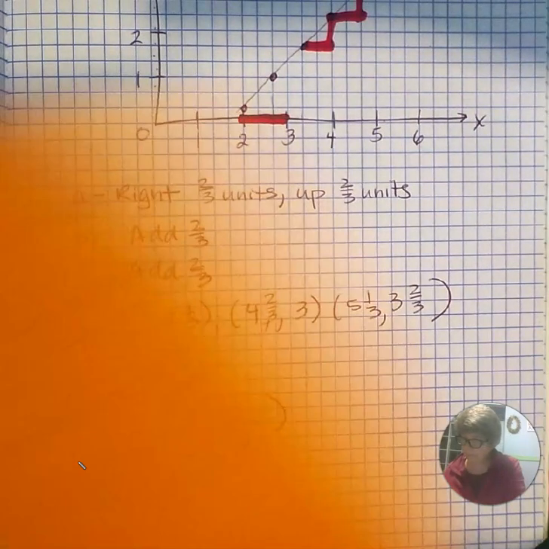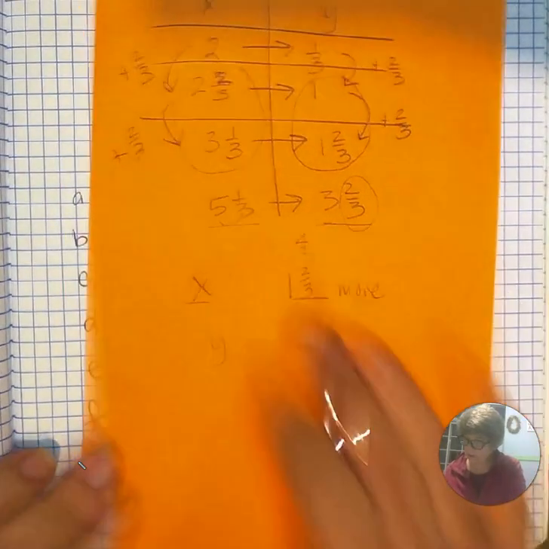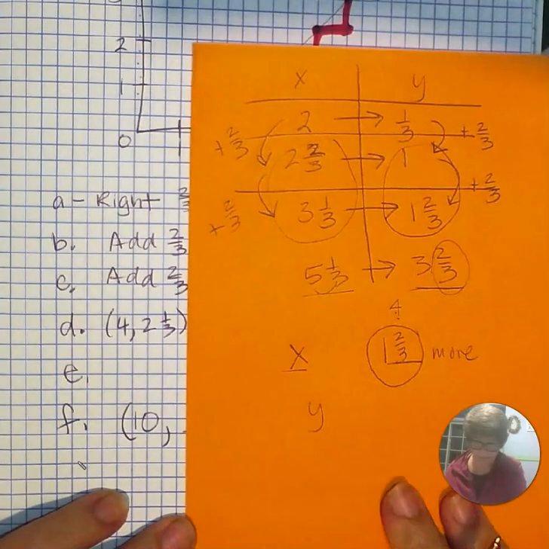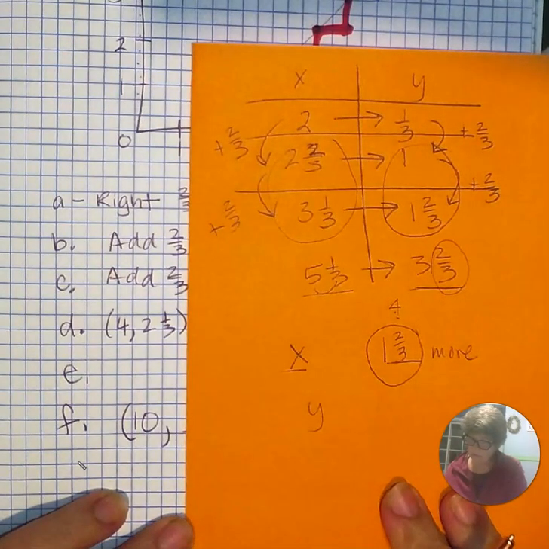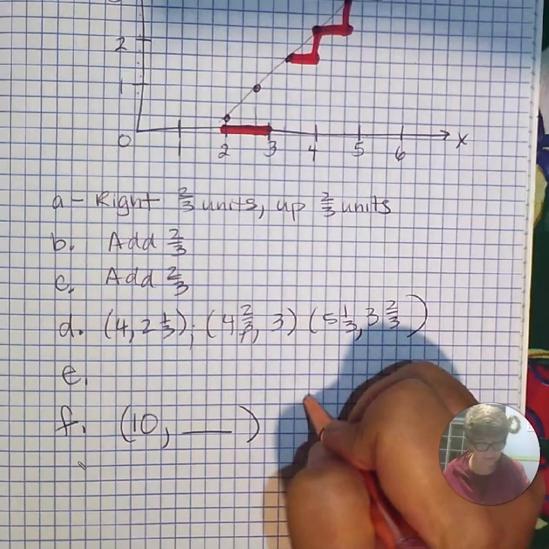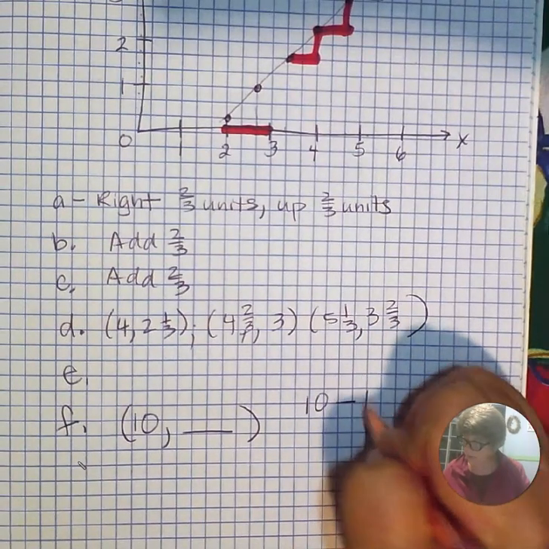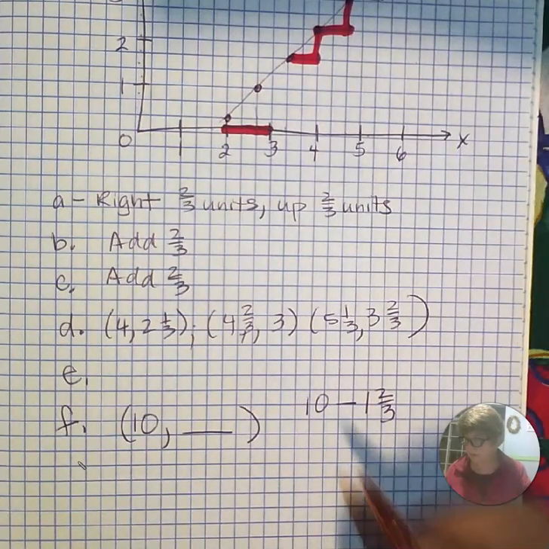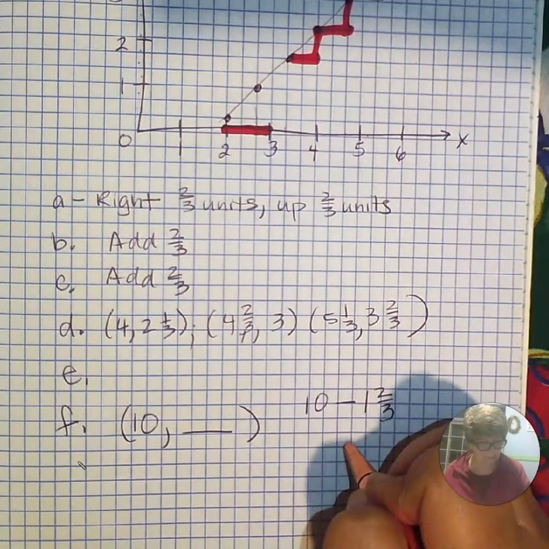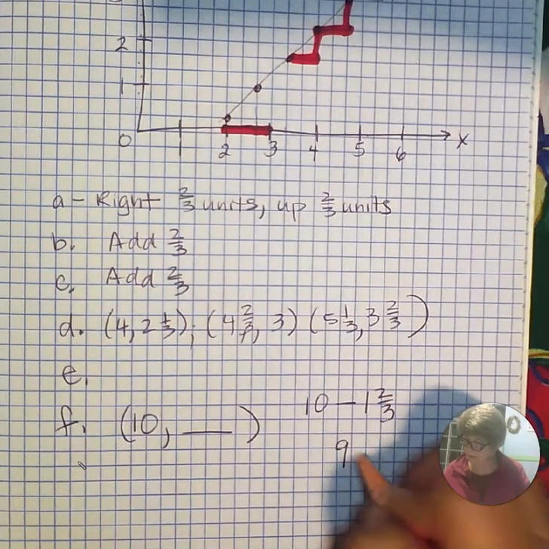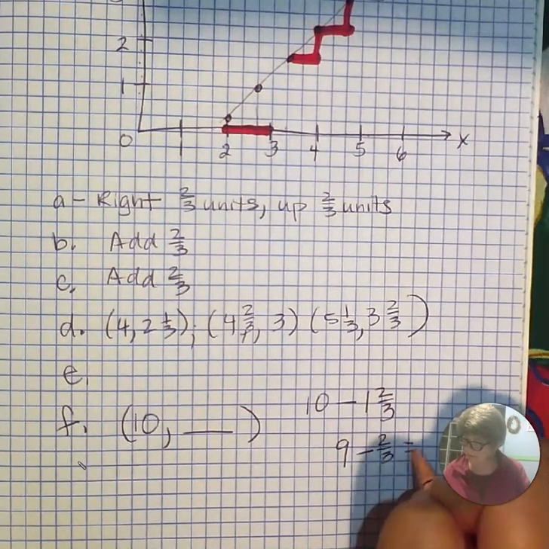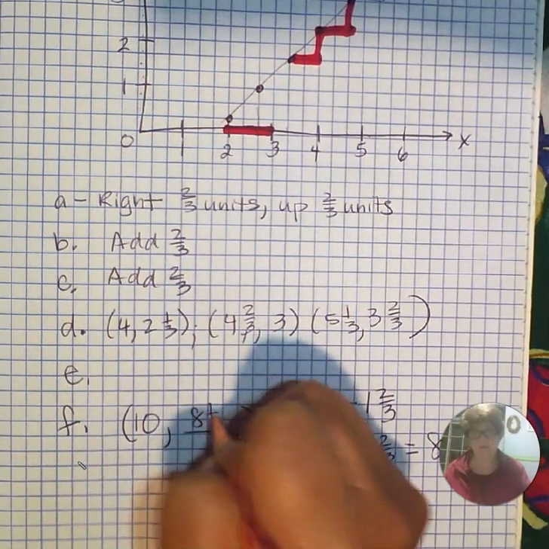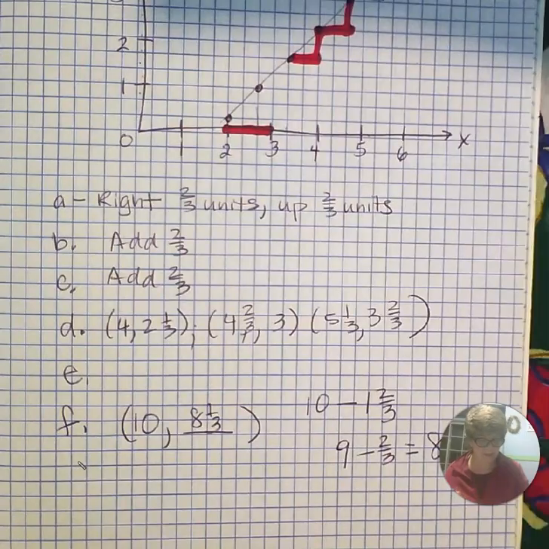So we know that our x is 1 2/3 more than our y. So we would have to do 10 minus 1 2/3 to find the y. So 10 minus 1 is 9. 9 minus 2/3 is 8 and 1/3. So 8 and 1/3, right? Okay, awesome job, you guys.